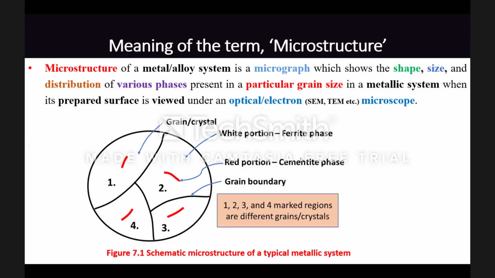Metallic systems will have different types of microstructures, depending upon उनकी composition क्या है और आपने उनको कैसे प्रोसेस किया है। मैं आपको अभी दिखाऊंगा भी कई metallic systems के microstructures। Somebody is asking, is this a single phase?